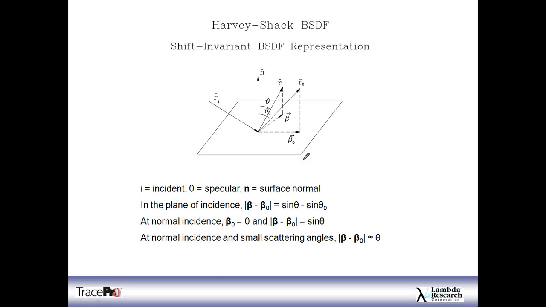And where the beta minus beta naught comes from is the projection of these vectors down onto the plane. So we have our reflected, our specular beam here, and our scattered beam here. Project those values down onto the plane, and you can calculate your beta and beta naught. If you're working in the plane of incidence, it reduces down to sine theta minus sine theta naught. And at normal incidence, it actually reduces down to sine of theta.